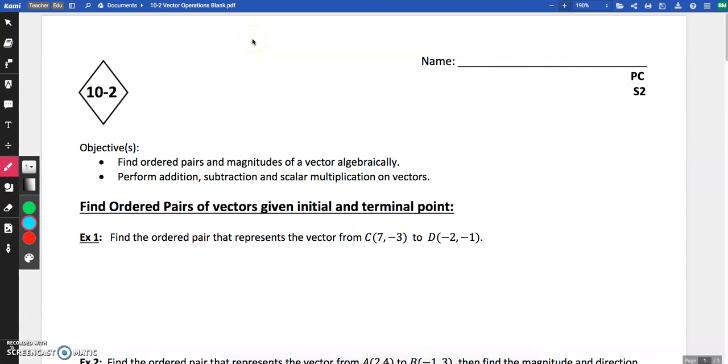Alright, you guys, today we're doing 10.2. We're looking at vector operations. So our last two videos were just the introductory lessons, what are vectors, and some basic calculations of magnitude and distance. Today we'll look at some different operations involving multiple vectors at once.